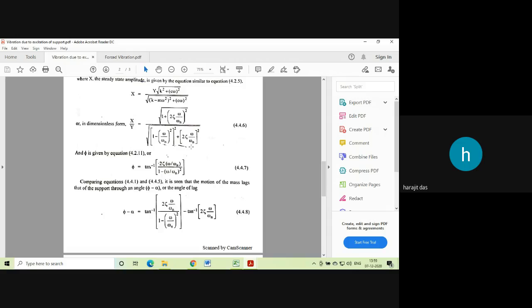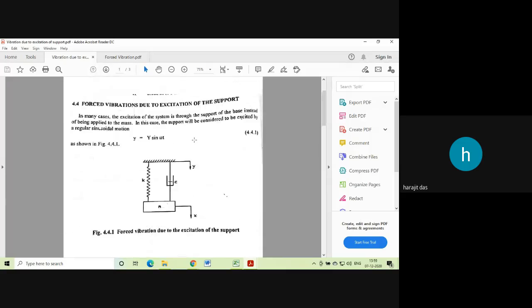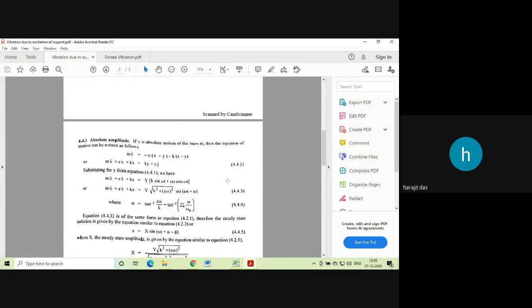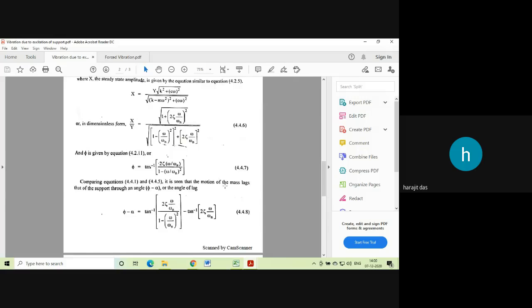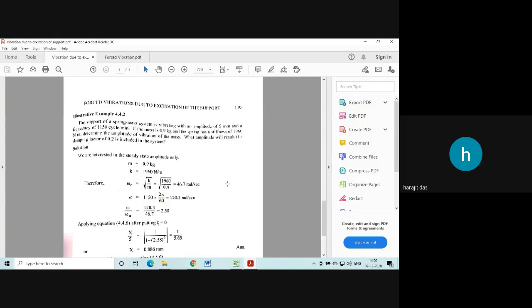So this is all about forced vibration due to the excitation of the support. I think this is not that tough to analyze. If you know the previous analysis, that is normal forced vibration analysis, you will easily be able to execute this one also. Today I will show you another problem on this particular topic, and then we will stop.